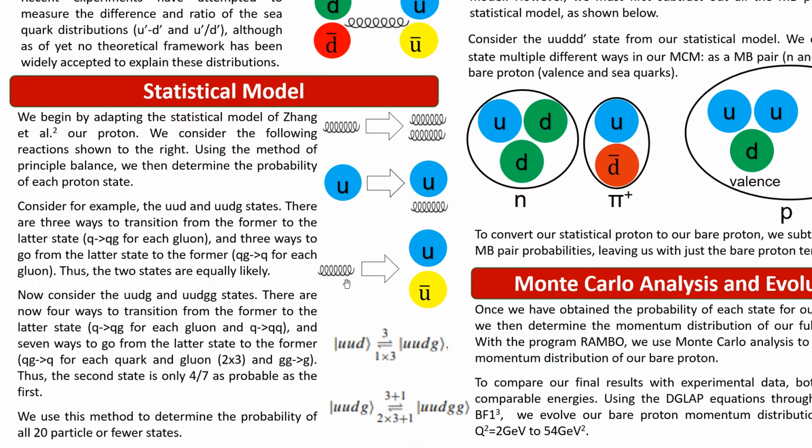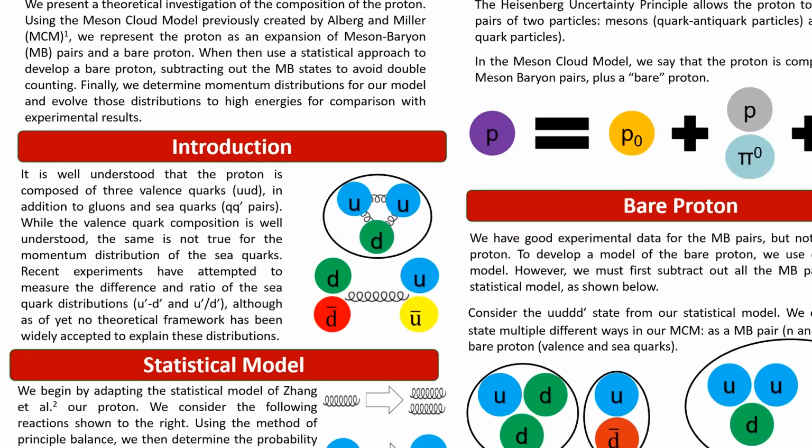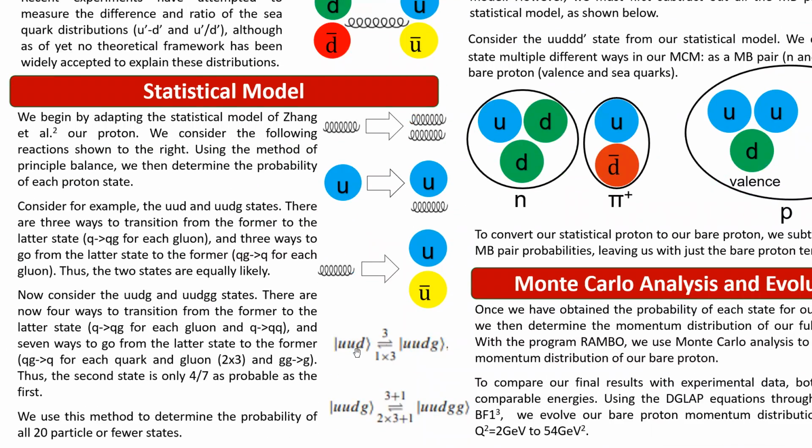And looking at these three reactions, we then look at all the different states of the proton. Our smallest state is just the valence quarks, just our up, up, down. Then we can look at the next largest state, up, up, down with one gluon. How many ways are there to go from this first state to the second state? Well, looking at the second reaction here, we have a quark emitting a gluon. We can have that reaction happen for any of the first three quarks, which gives us three ways to go from the first state to the second state.